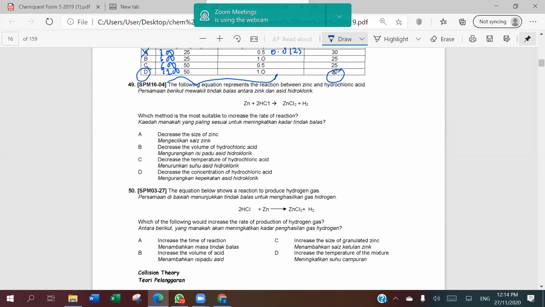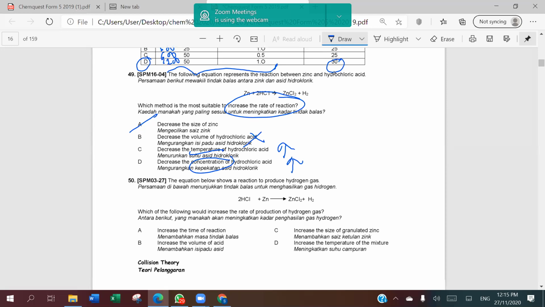A. Decrease the size of zinc. Very good. I want to decrease the size. When size is smaller, rate of reaction is higher. Volume is not a part of it. To increase the rate of reaction, I must always increase the temperature. Same thing for concentration. I want to increase rate of reaction, I must increase the concentration. Are you following, teacher? Yes. Okay, good.